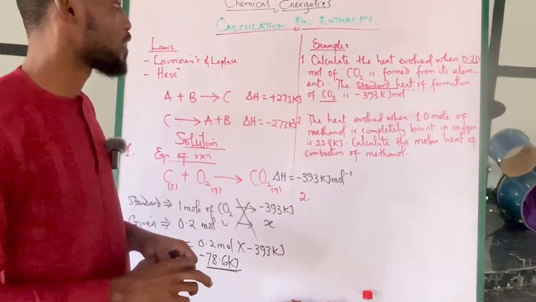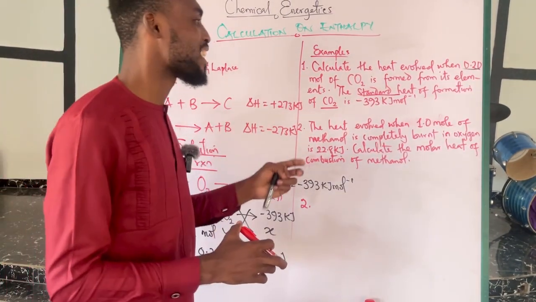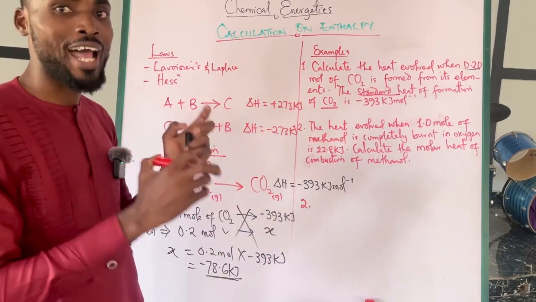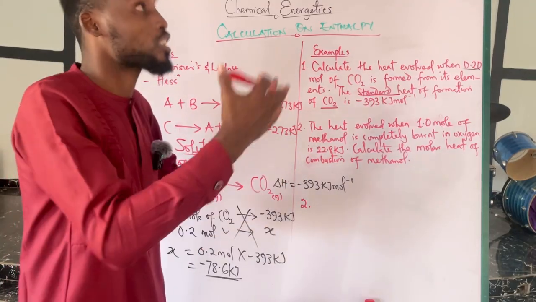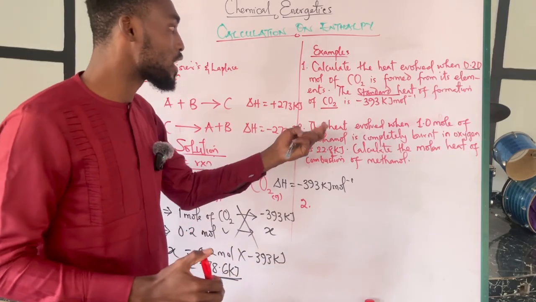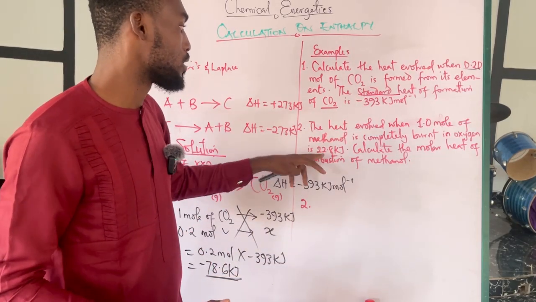Calculate the molar heat of combustion of methanol. Now, this question is a little bit tricky and different from this one. The first one gives us the standard, asking us to look for, shall I use the word, okay, not standard. Let me use the word substandard in that sense, because it's not 1 mole. But in this case, we are giving the one of what? The heat evolved when 1.0 mole of this is this.